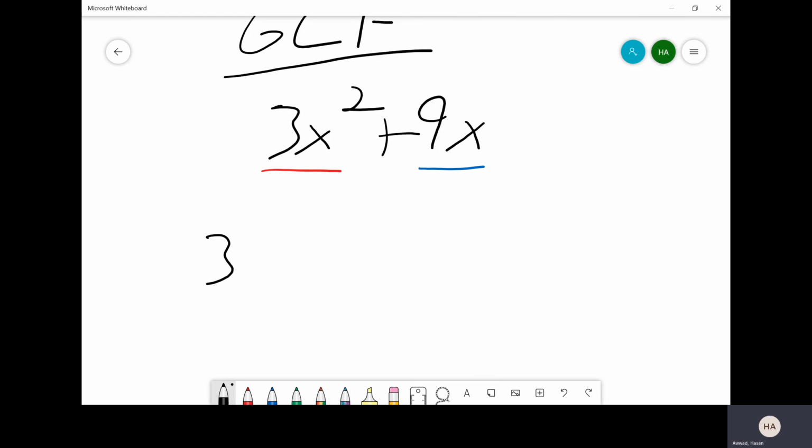So what we can do is we can pull the x out of 3x squared, and we can also pull the x out of 9x, as well as pulling the 3 from both. And when we pull the 3x out, it's essentially like we're dividing, right? So what's 3 divided by 3? Well, that leaves us with 1. And what's x squared divided by x? Well, that just leaves us with one singular x, right?